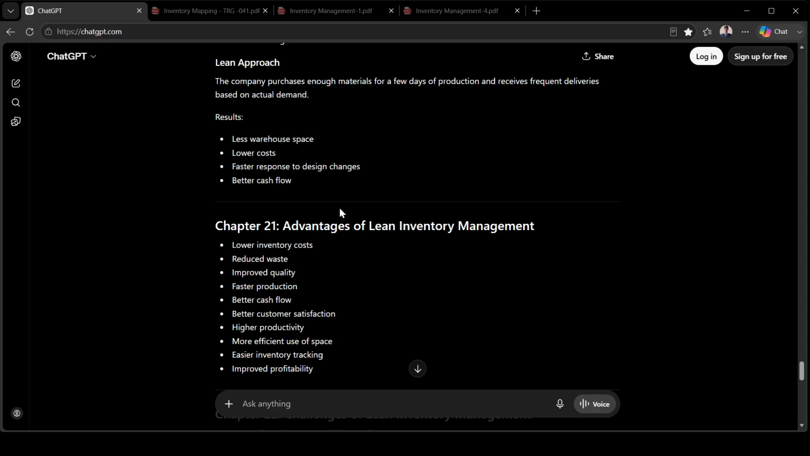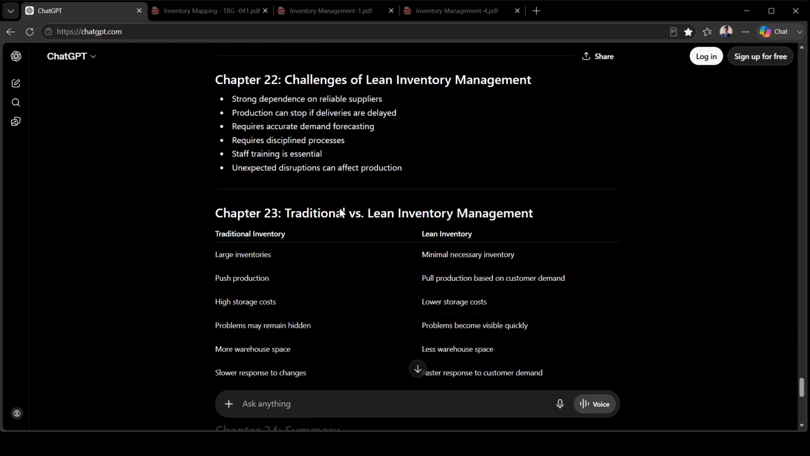In chapter 21, advantages of lean inventory management. Lower inventory cost, reduced waste, improved quality, faster production, better cash flow, better customer satisfaction, higher productivity, more efficient use of space, easier inventory management, faster inventory tracking, improved profitability.